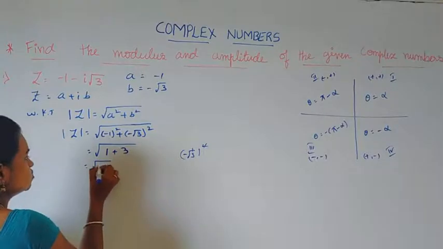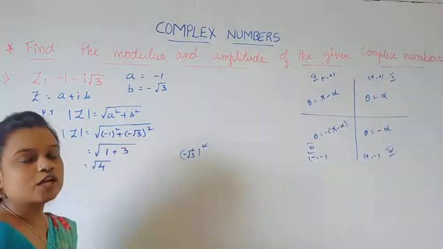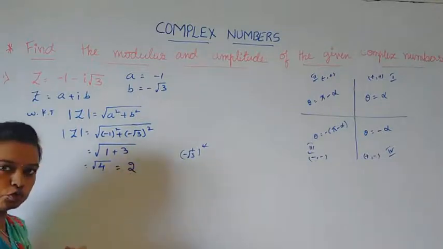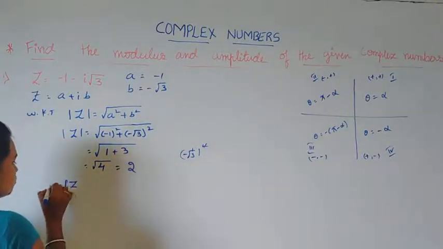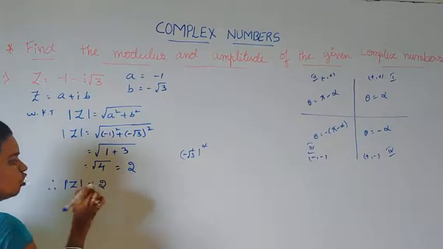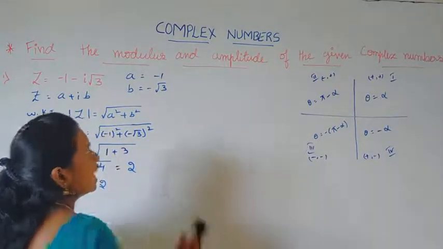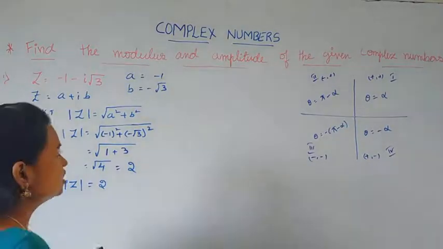So that is equal to square root of 4. What is the value of square root of 4? Square root of 4 is nothing but 2, right? So therefore modulus of z is equal to 2. So this is the modulus. Next we find the amplitude or argument for this complex number.